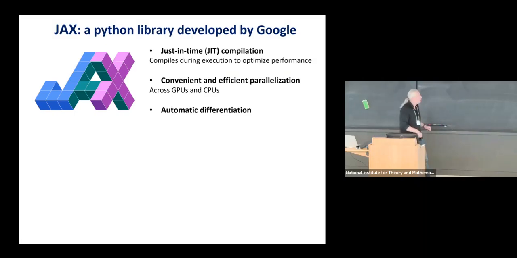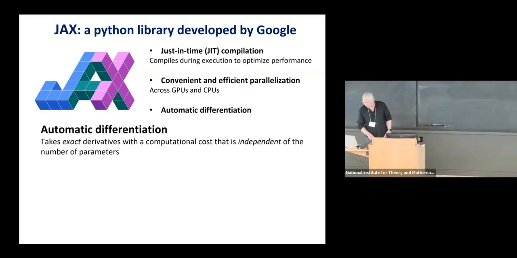So this is, like I said, a Python library developed by Google. It has many incredibly powerful features. It has just-in-time or JIT compilation, which means that code is compiled during execution to optimize performance. It's very convenient and very efficient for parallelization across GPUs and CPUs. And it has built-in automatic differentiation. For people who aren't familiar with automatic differentiation, this is an incredibly powerful tool, and it allows you to take exact derivatives with a computational cost that is independent of the number of parameters.